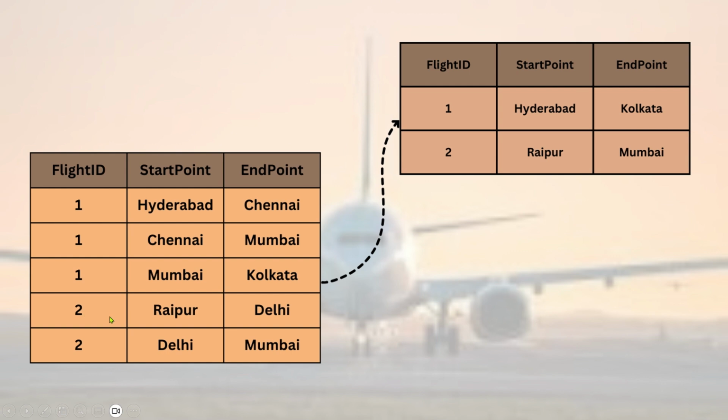And also for flight ID 2, it's starting from Raipur going to Delhi, and from Delhi it is going to Mumbai. That means the flight is starting from Raipur and ultimately ending in Mumbai. So this is the question, and I hope you all understood it. Now let's go to SQL Server Studio and see how to solve this using SQL.